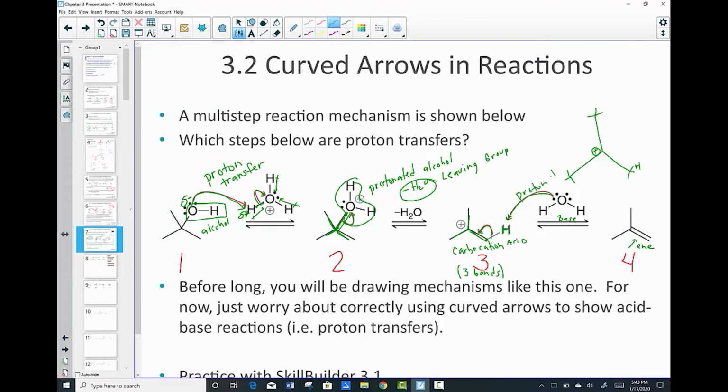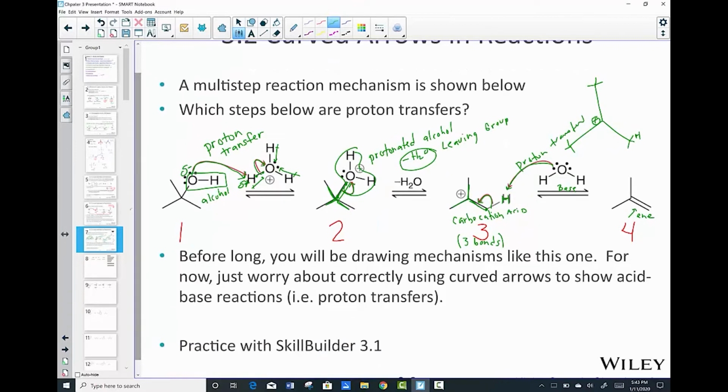All right, so all of that's really seeding the entire journey of organic chemistry. Being able to track electron flow helps us predict products by really understanding where the electrons are moving and why they're moving there. Don't worry about correctly using curved arrows to show acid-base reactions, proton transfers for now. All of the other reaction mechanisms are going to come to us. So let's keep practicing. I'm going to do some of your homework with you.